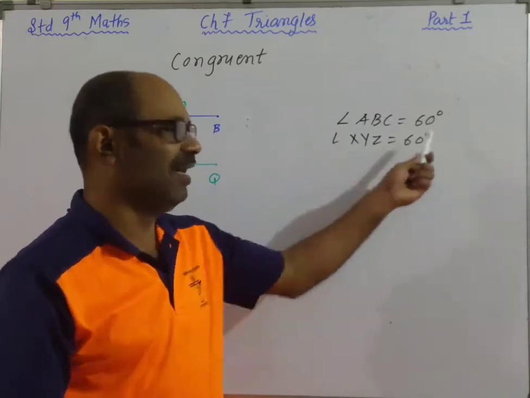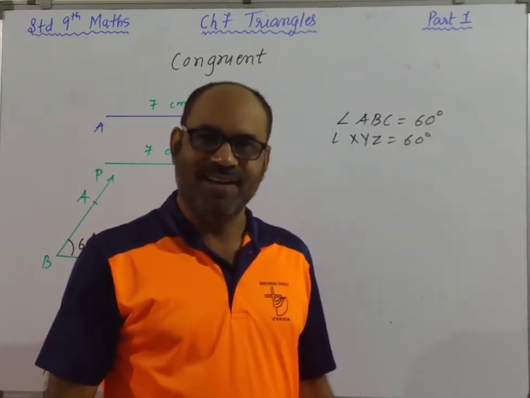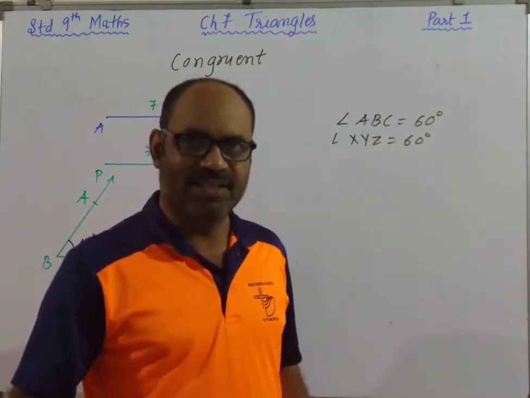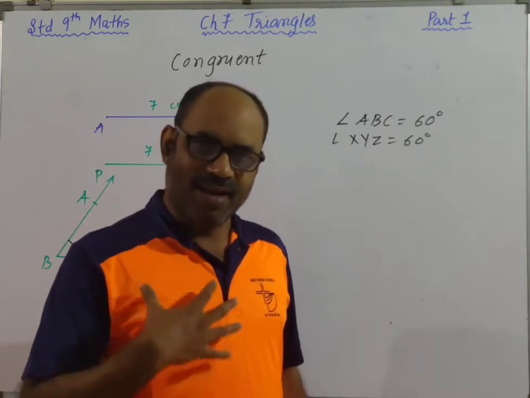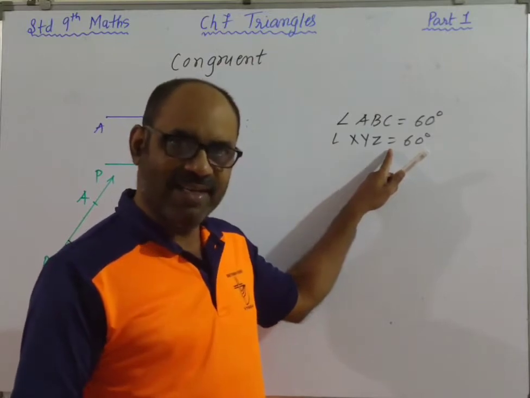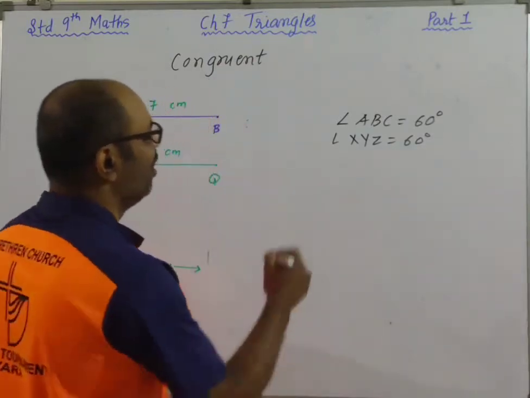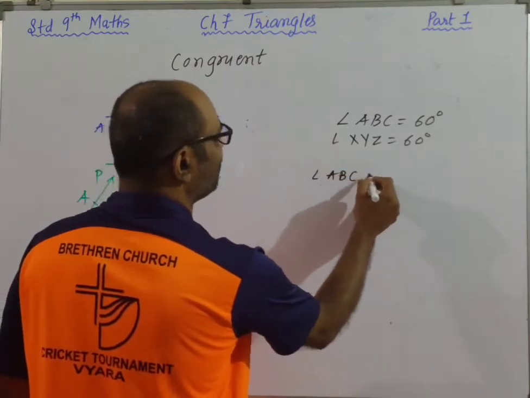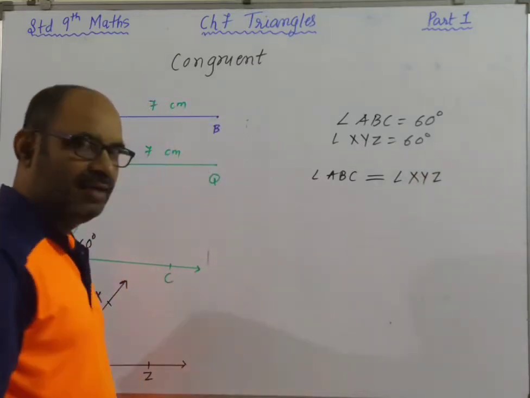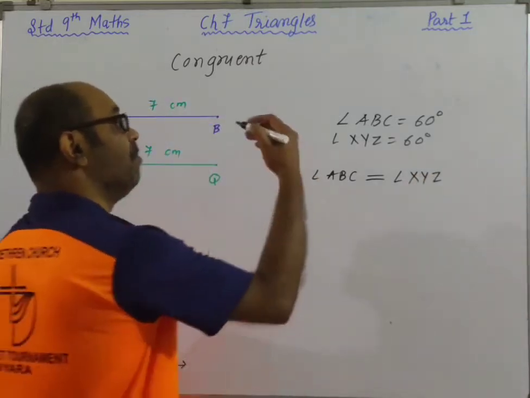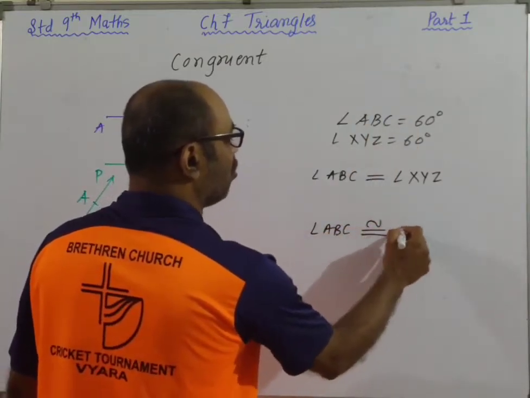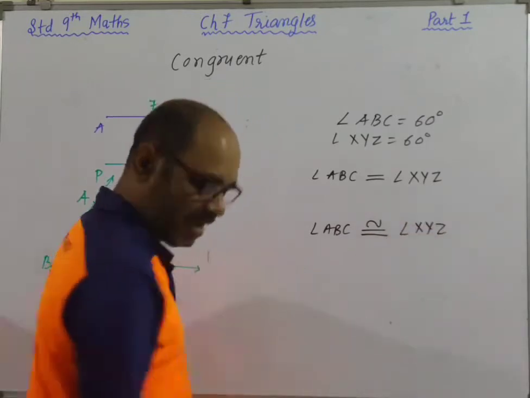The measure of these two angles is 60 each. Children, writing an extra M means you need extra time and extra energy. Just to make writing more convenient, this is done in the NCERT book. Here I can say angle ABC is equal to angle XYZ. Or, since the measures are equal, you can say angle ABC is congruent to angle XYZ.